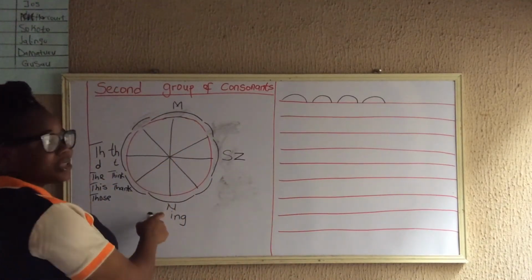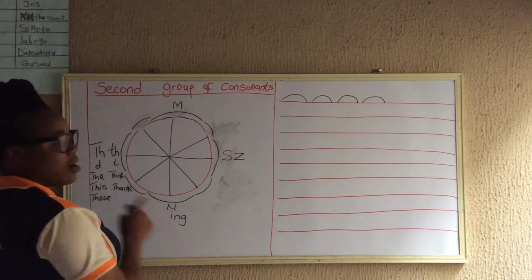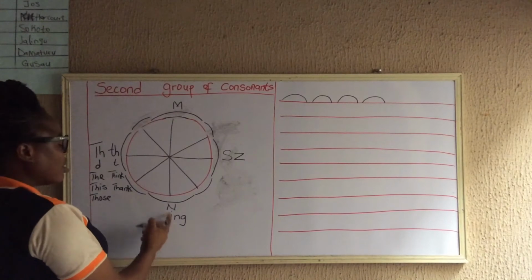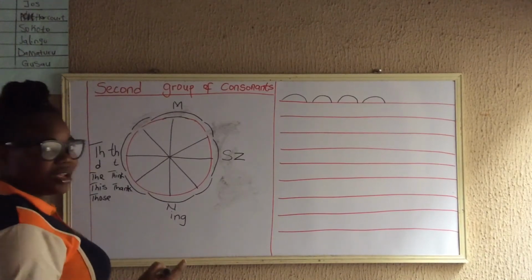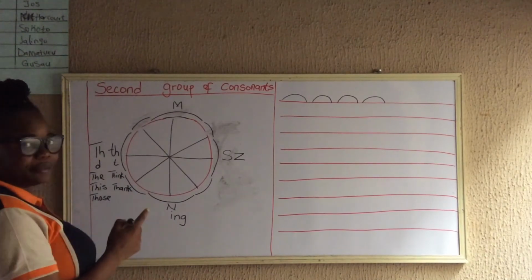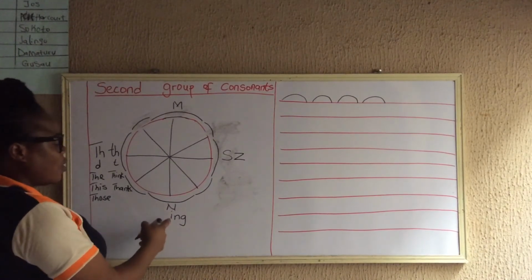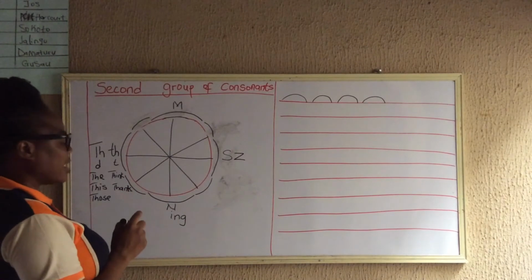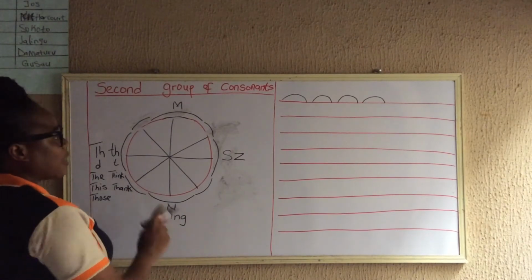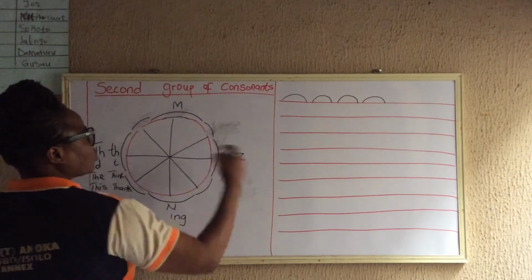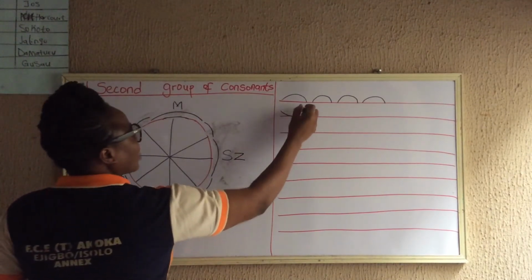Then I come down here to N or ing. You can see that it comes in pair. This N is light, while the ing is dark. Now this is our N. Look at how it goes. Look at the curve. It goes this way. N.